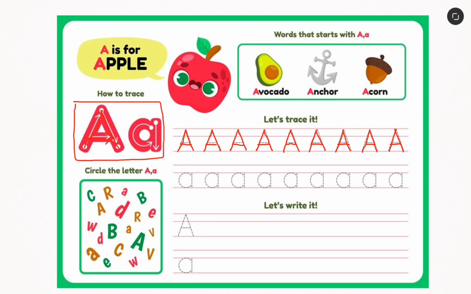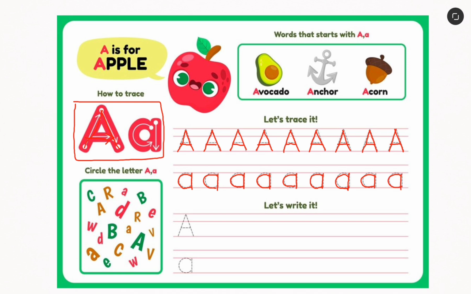Now what about small a? We move from over here, make a small circle, and then a line touching the small circle. That is a small a. So we do it again. Small a, small a, small a. So that is how we are going to repeat everything over here. Small a, small a, and small a.